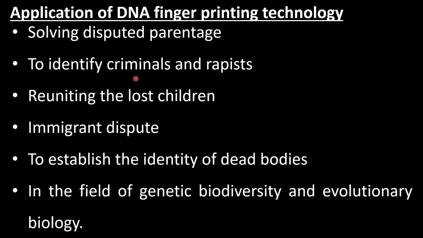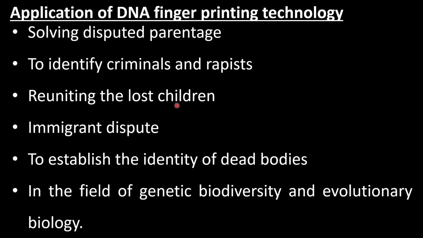The second is to identify criminals and rapists. DNA fingerprinting is a technique used in forensic laboratories to identify criminals and rapists. The bands appearing in the DNA fingerprint of a suspected criminal are compared with those obtained from the DNA collected from the crime site, and if the bands match, it confirms identity.